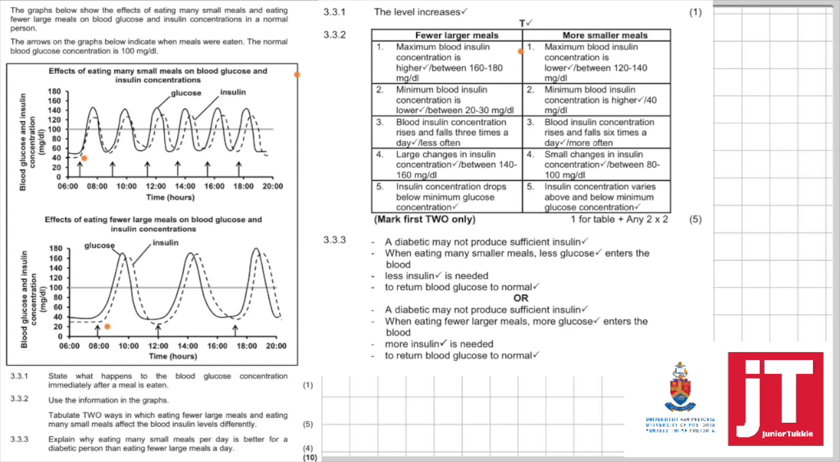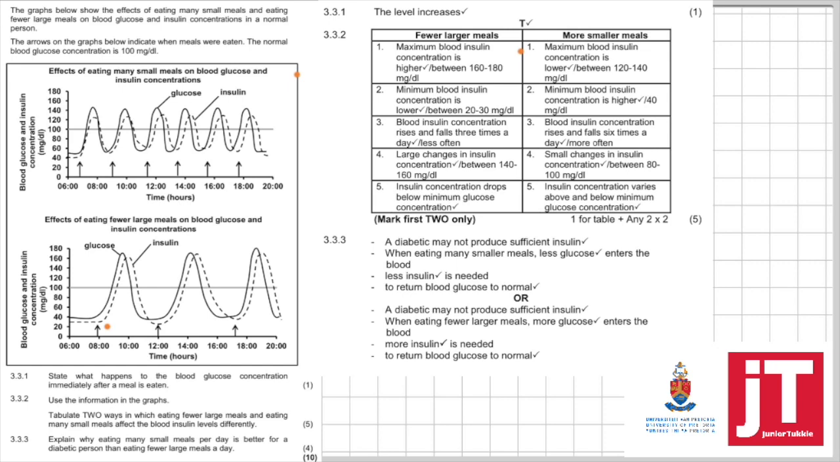Right, 3. The blood insulin concentration rises and falls 3 times. There you can see 1, 2, 3. Here, in the smaller meals, the blood insulin concentration rises and falls 6 times. Nice question. That's a very nice question. And then for the fewer large meals, there's a large change in the insulin concentration. You can see that large changes in the insulin concentration. Right? And here in the smaller meals, you can see there are small changes in the insulin concentration. And the memo also accepts numbers, but you can just also talk about it generally.